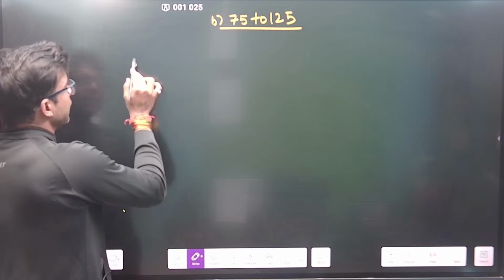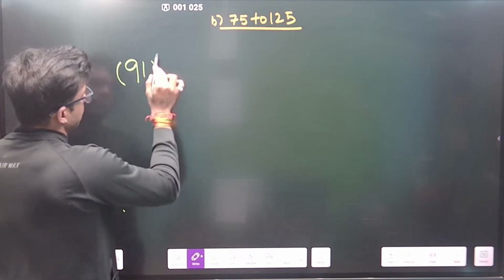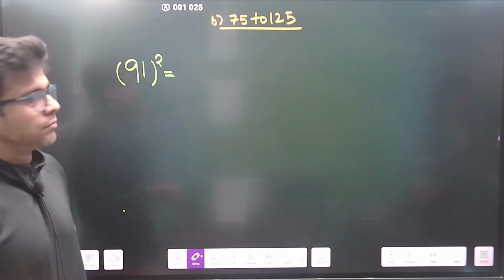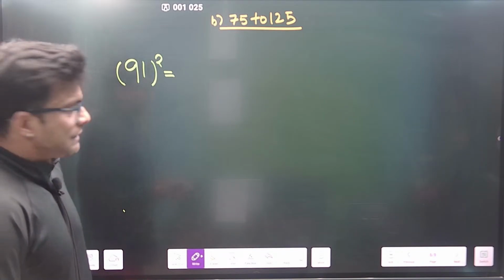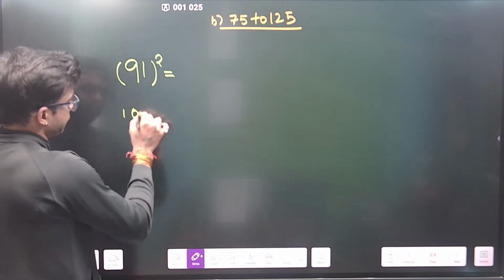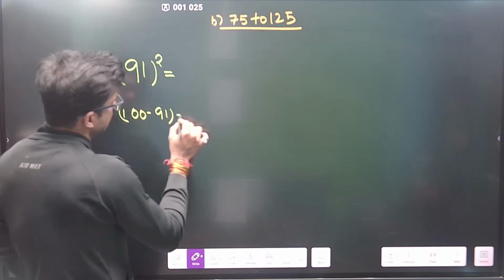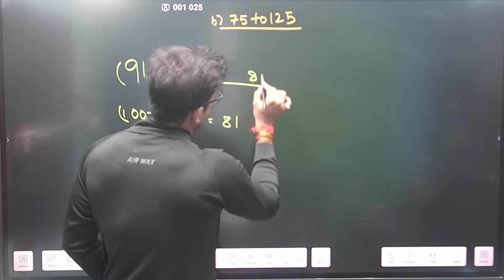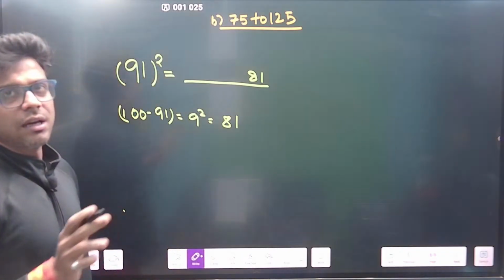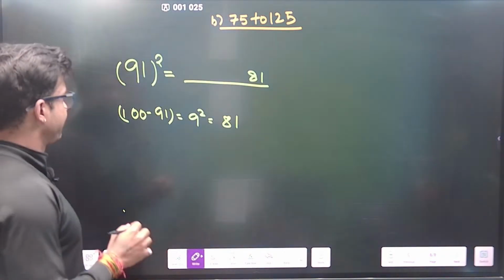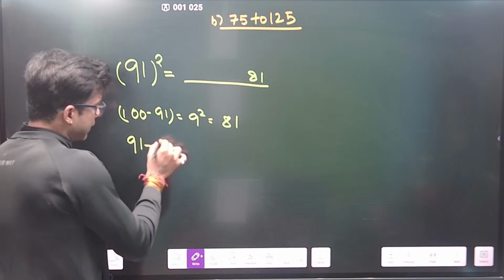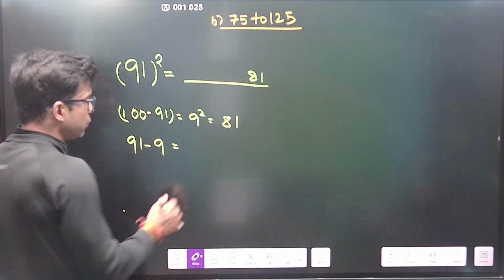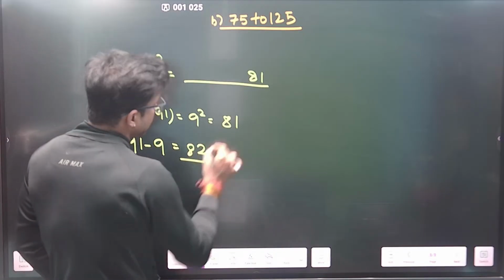Suppose I need to figure out the square of 91. Always compare with 100. 100 minus how much gives you 91? 9. Do the square of 9, which is 81, put it down here. Now, 91 minus 9, what will you get? 82. Write down 82 as it is.